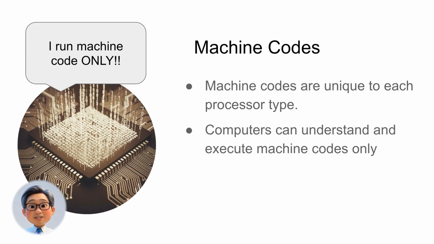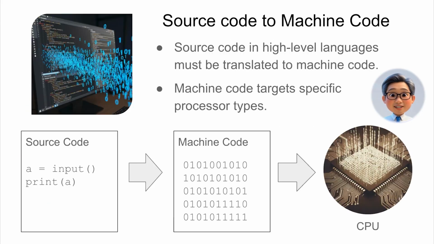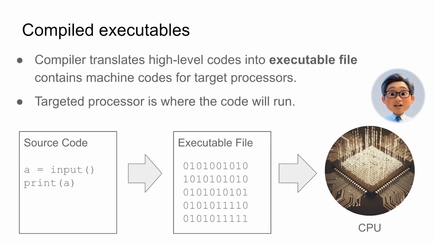First, a computer can only understand and execute machine code that is designed for the particular processor it uses. Second, to execute a program in a high-level language, we must translate the source code into machine code for that particular processor. Third, using a compiler to translate the code generates an executable file consisting of machine code for the target processor.